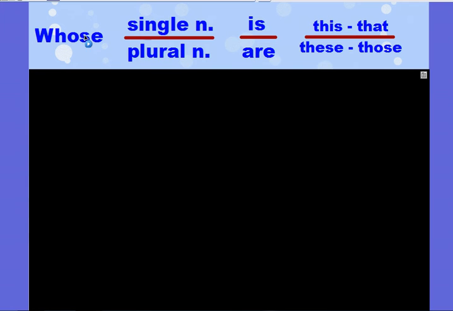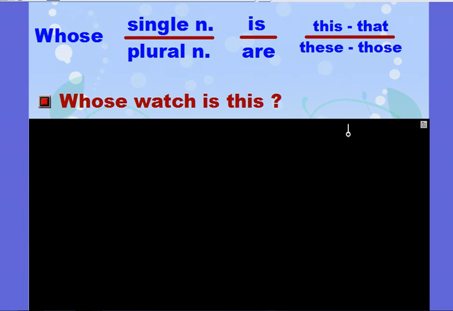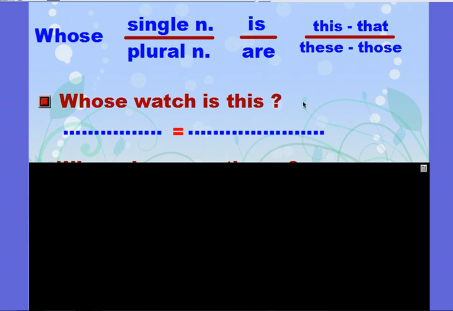Let's see the question again. Whose, singular noun, is this or that. Whose, plural noun, are these or those. For example, whose watch is this? We can answer this question using possessive pronouns or possessive adjectives. Whose watch is this? It's mine.